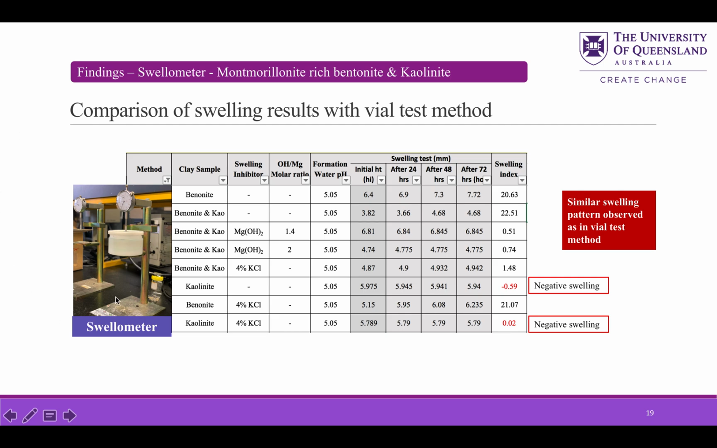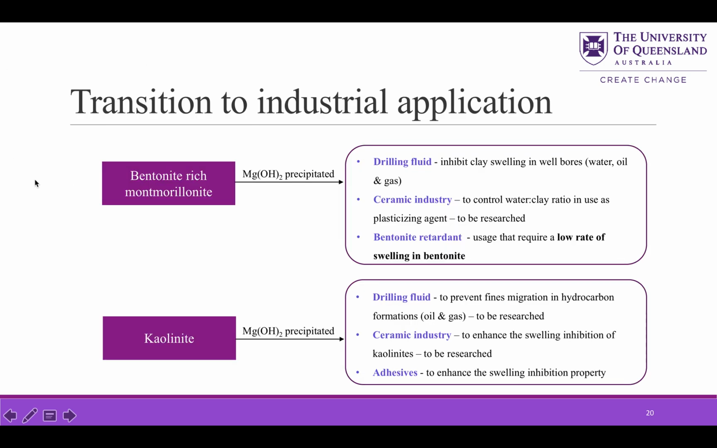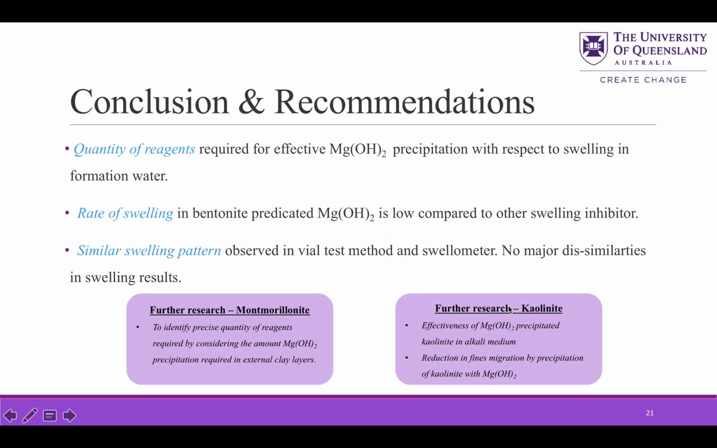On comparing the wild test method with the swellometer, similar results were observed in both the patterns. So I'm transitioning this to industrial application. Bentonite-rich montmorillonite is pretty efficient in drilling fluid, and in kaolinite, precipitated magnesium hydroxide has to be researched on whether it could prevent fines migration.